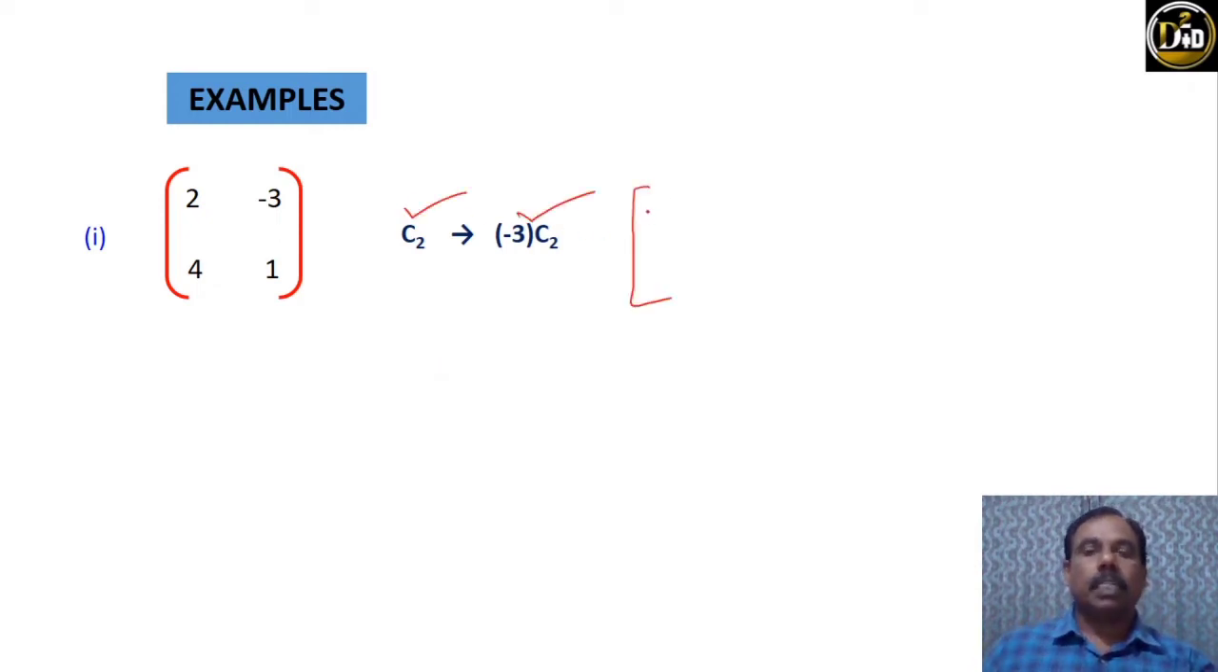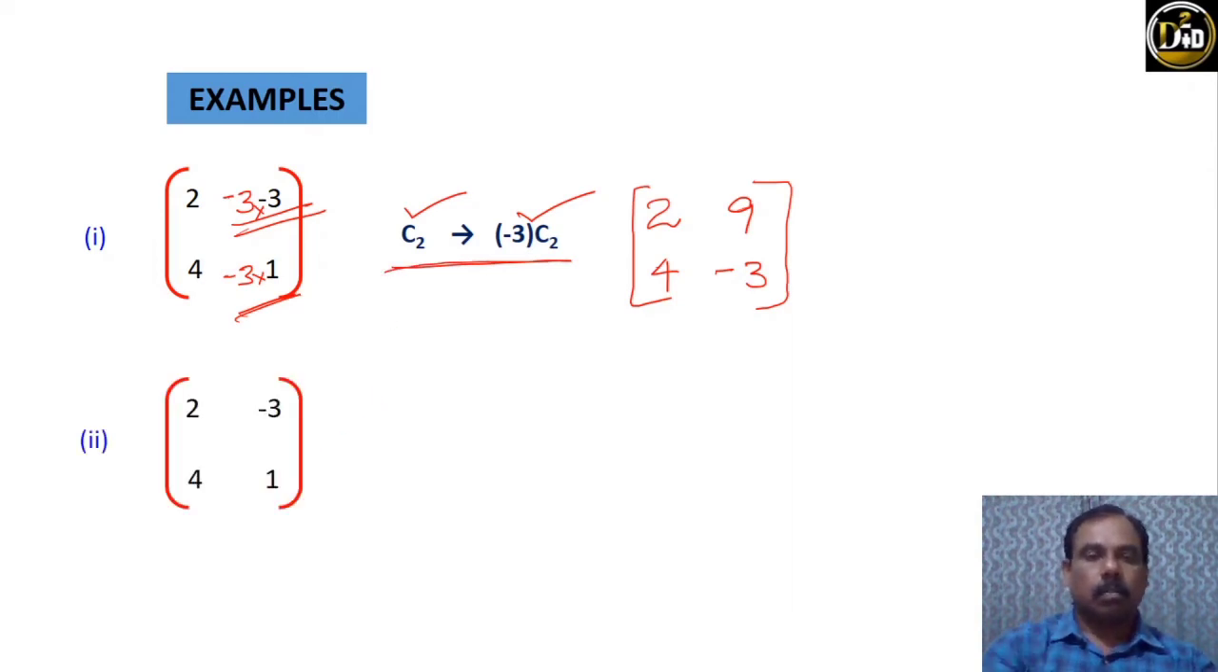Now we look at a few more examples. Let 2 minus 3, 4, 1 be the given 2 by 2 matrix. We consider an operation C2 implies minus 3 times of C2. We get the matrix C1 is 2 and 4 itself. So the second column we are going to change, that is minus 3 times of the elements of the second column. So if we multiply by minus 3, we get minus 3 times of minus 3, that is 9. Minus 3 times of 1, so it is minus 3.